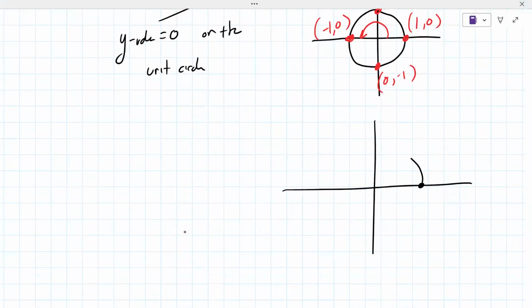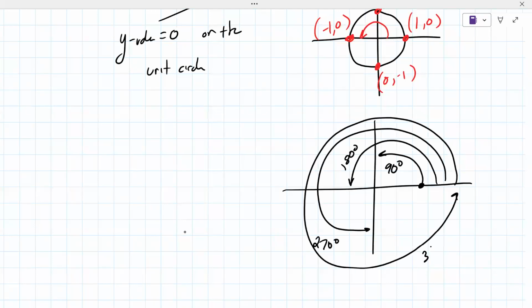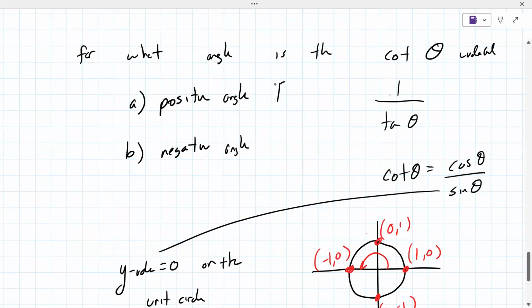Maybe that's the hang up here: when you start here and go here, that's 90 degrees. If you keep going, that's 180 degrees. Keep going, that's 270 degrees. And if you go all the way around, that's 360 degrees. So sine would be 0 at 180. Yes, one of the answers here could be 180 degrees.